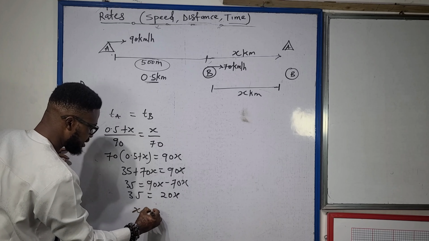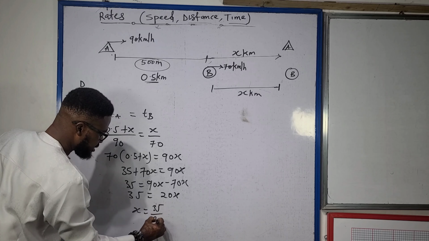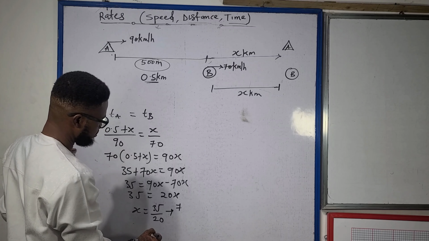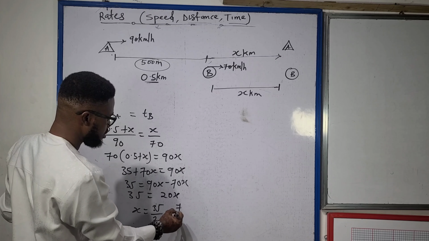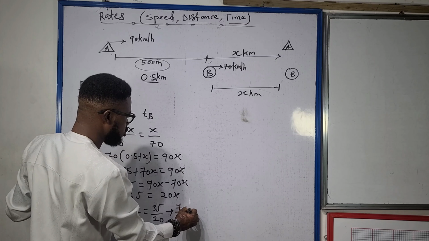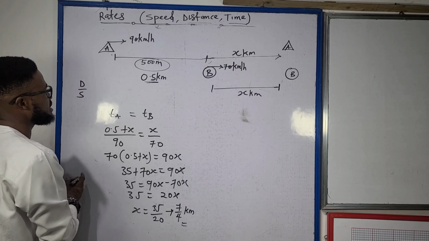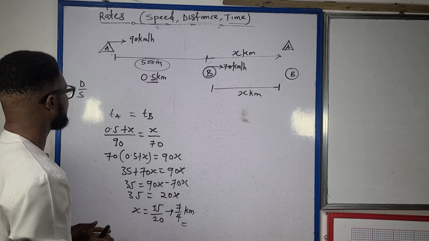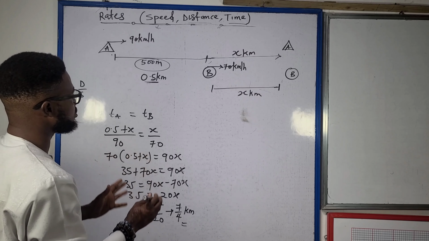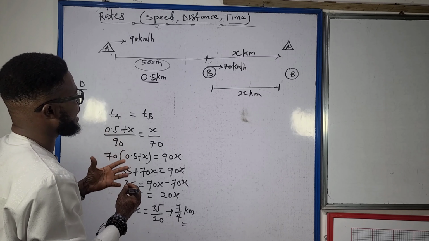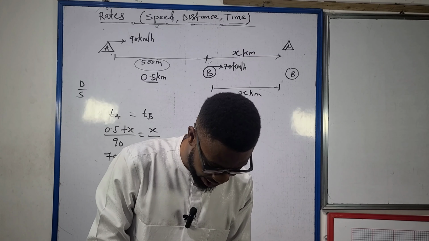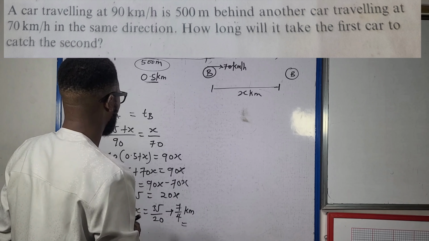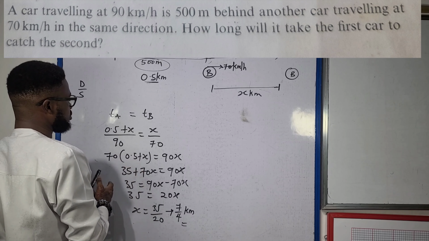So X will be 35 over 20. 35 over 20, that's going to mean 7 over 4 kilometers. That's what that means. I don't want to put this in decimals yet. So that is what that means. The units just sort of, right? Now that I have my X, what the question is asking is how long will it take the first car? So I can calculate my timing because my X is now 7 over 4.